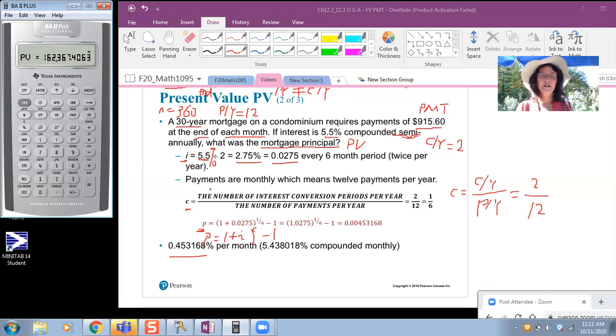So I will briefly write down the calculator method. Make sure you set it, make sure it is in end mode.